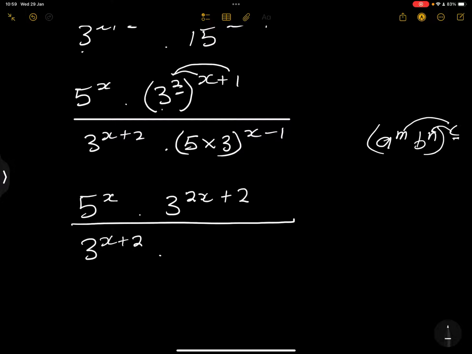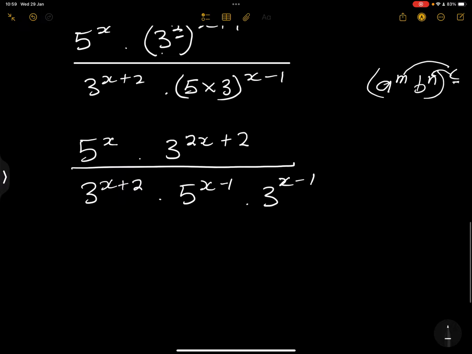So this will be 5 to the power of x minus 1 times 3 to the power of x minus 1. All that is left for us to do, ladies and gents, is to group bases that are similar. So I'm going to take 5. We've got x. There's nothing on the numerator, so there's another 5. So I change the exponent's sign there, because it is in the denominator. So that's minus x plus 1.